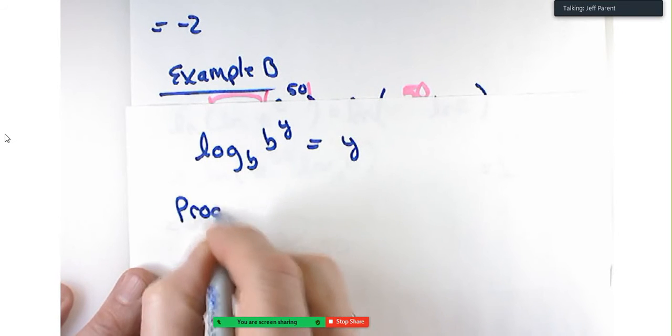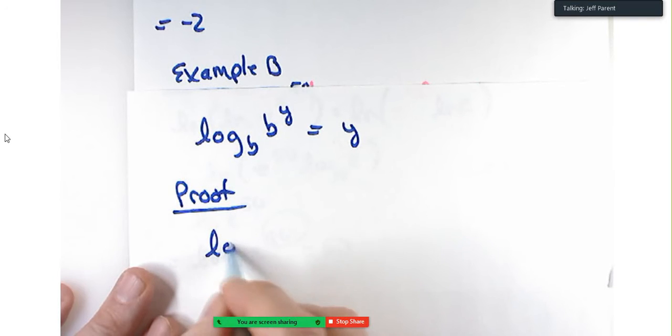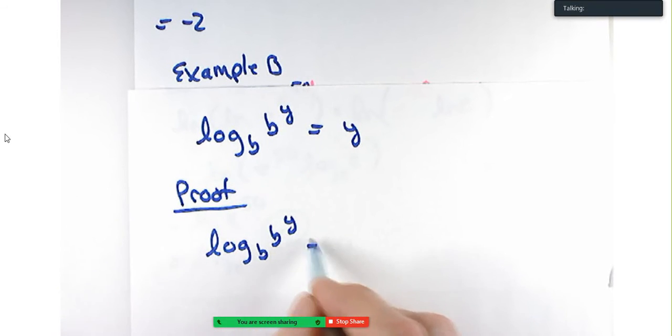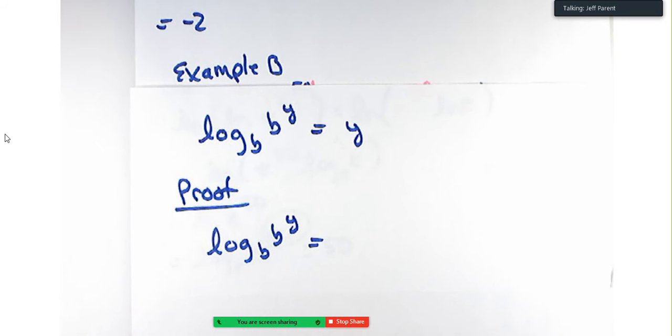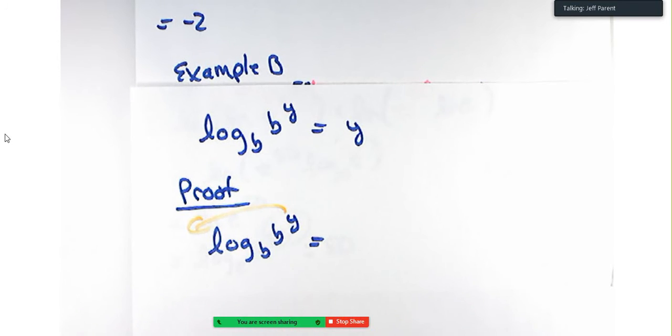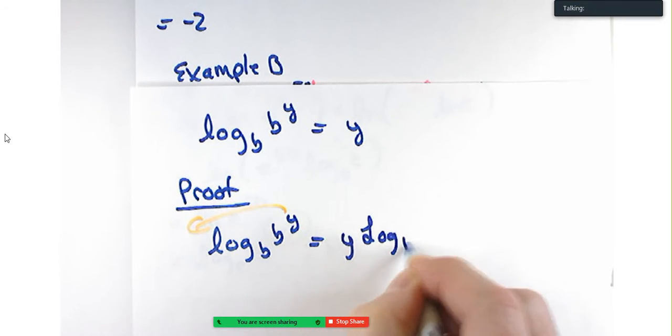In fact, I can show that to you this way. The proof would look like this. We'll start out with log base b of b to the y power. And from there, I'm going to use my little parachute rule, bring the y out in front. So it'll be y times log base b of b.